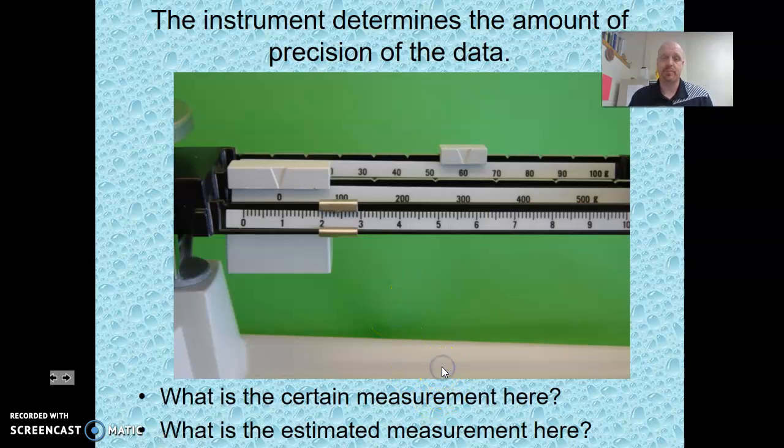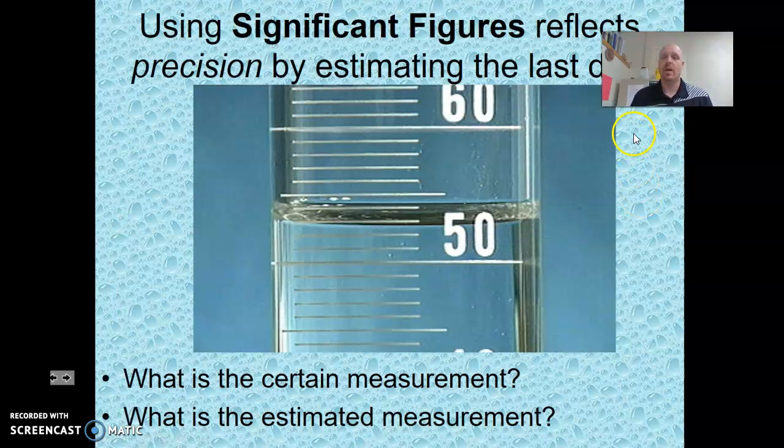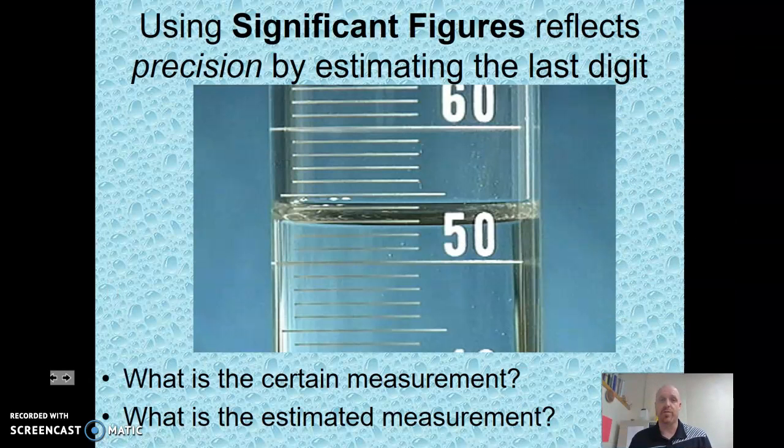Okay, and you'll have plenty of practice using this in the classroom. The triple beam balance again is what we use in the class. So you can look at this again. There's the 260. 265.567 is the certain, and then the estimated is, let's say, 0.02. So 265.72, and I'll let you do this last one on your own. So significant figures reflect precision by estimating our last digit.